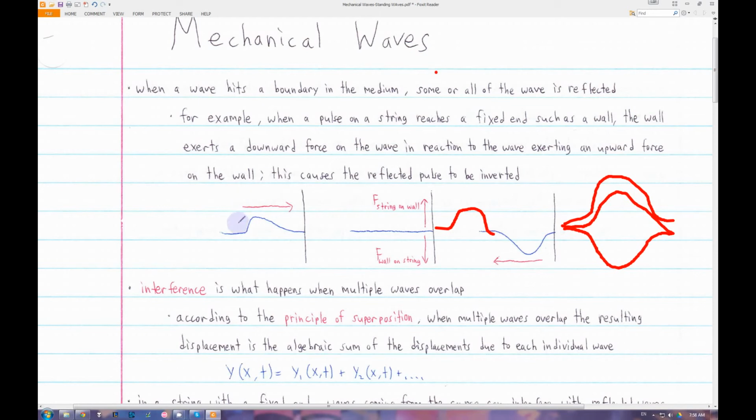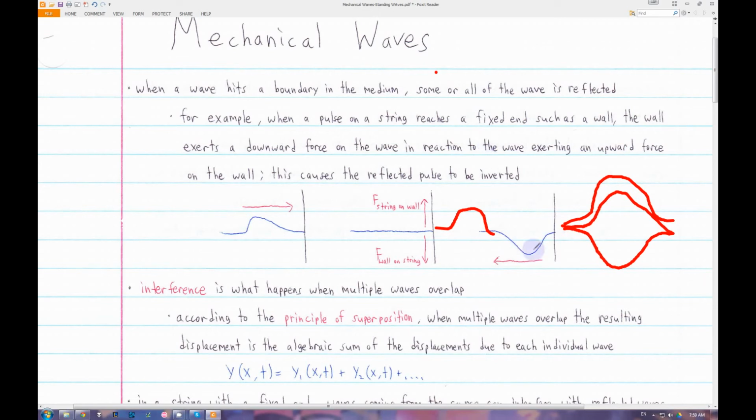So for example, if we have this pulse traveling along the string and it hits the wall, it will be reflected as an inverted pulse because it will try to make the wall move by exerting an upward force on it, but of course the wall can't move, so it will just exert a downward force on the string, from Newton's third law, and this downward force makes the pulse be inverted and travel in the opposite direction. So this wall is an example of a fixed end, which is just an end that cannot move.